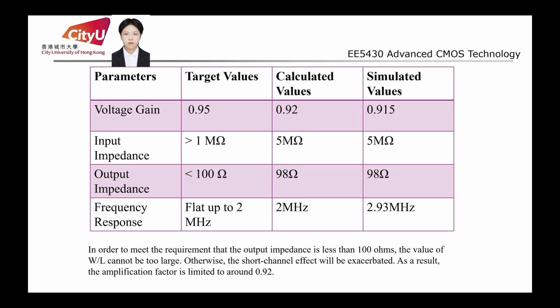Most of the parameters meet the requirements. Only the amplification coefficient is slightly away from the target. The reason is that in order to meet the requirement that the output impedance is less than 100 ohms, the value of the width to length ratio cannot be too large. Otherwise, the short channel effect will be exacerbated. As a result, the amplification factor is limited to around 0.92.